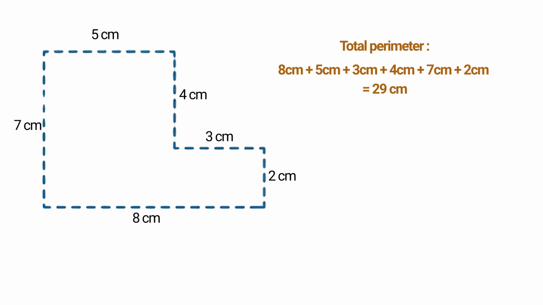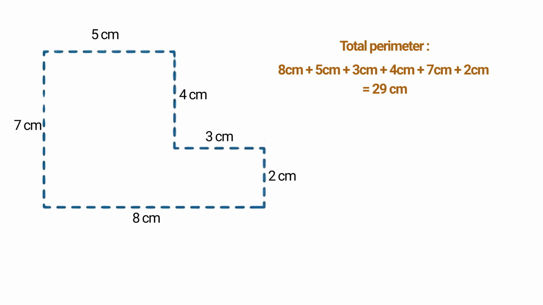Now it's your turn. Can you find the perimeter of this irregular shape with side lengths of 8 centimeters, 5 centimeters, 3 centimeters, 4 centimeters, 7 centimeters, and 2 centimeters? Pause the video and try it yourself. Let's check the answer. 8 plus 5 plus 3 plus 4 plus 7 plus 2 equals 29. So the perimeter of the shape is 29 centimeters.